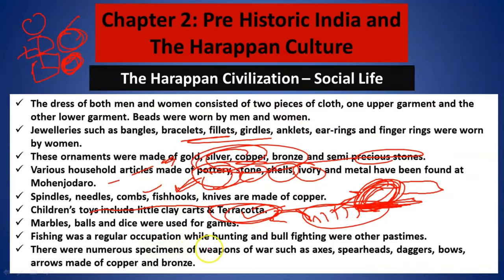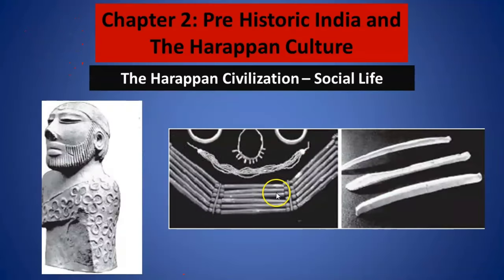All right. Now, they have not given up on stones, and these were some of the weapons that they used to make. Apart from stones, they started making tools such as axes, spearheads, daggers of copper and bronze. Now, obviously, if you make a knife of bronze instead of a stone, it will be much, much stronger. All right, that was about social life.